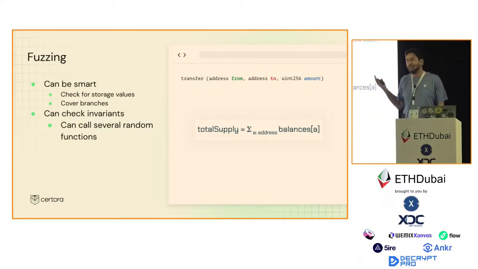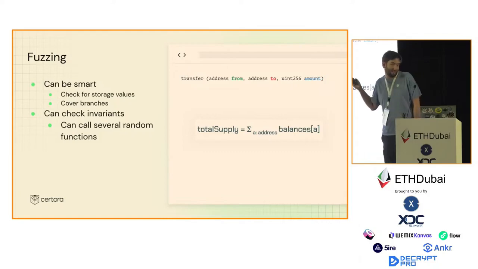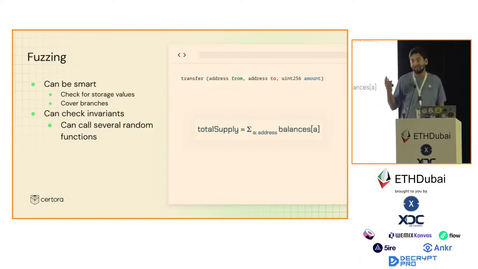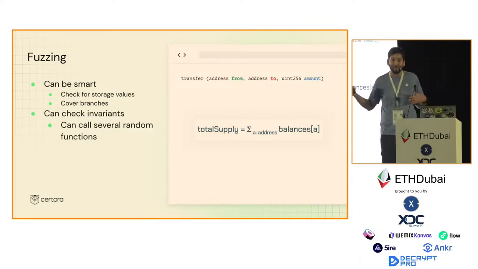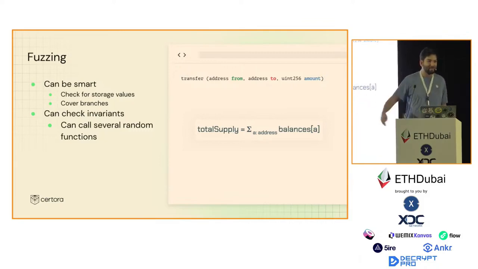And how fuzzers can actually check these invariants is that they call random functions, and usually a series of calls to random functions. But eventually, it's all the same thing under the hood.